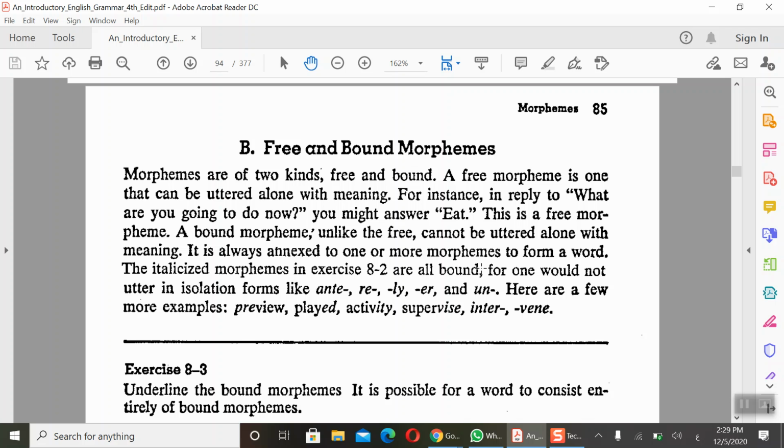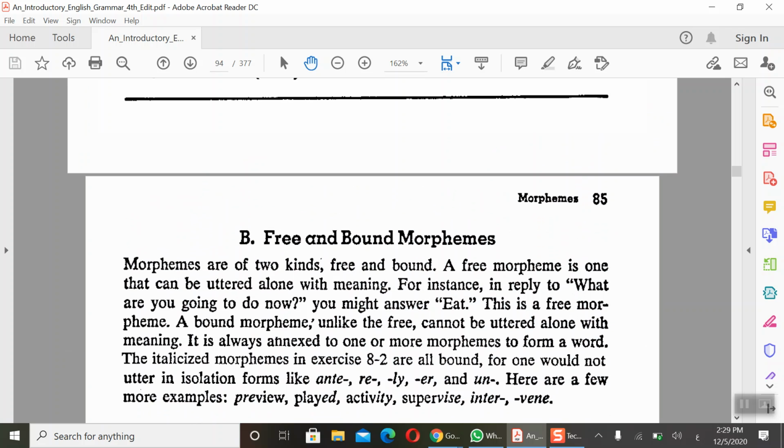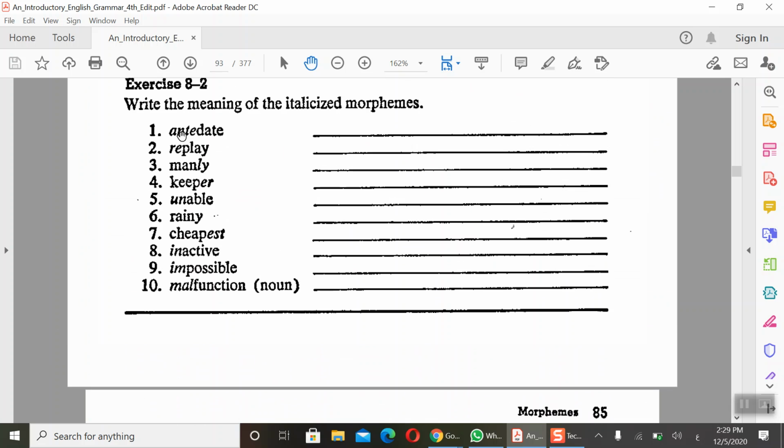A bound morpheme cannot stand alone, cannot be uttered alone with meaning. It needs to be added. You should add it to another morpheme to form a word. For example, anti, re, ly, er, un. Are they meaningful? No, meaningless. But we add them, as we explained here. Antedate. It is meaningful. Date is a free morpheme and ante is what? Bound. Alone, ante, no meaning. It has no meaning. But with date it means what?